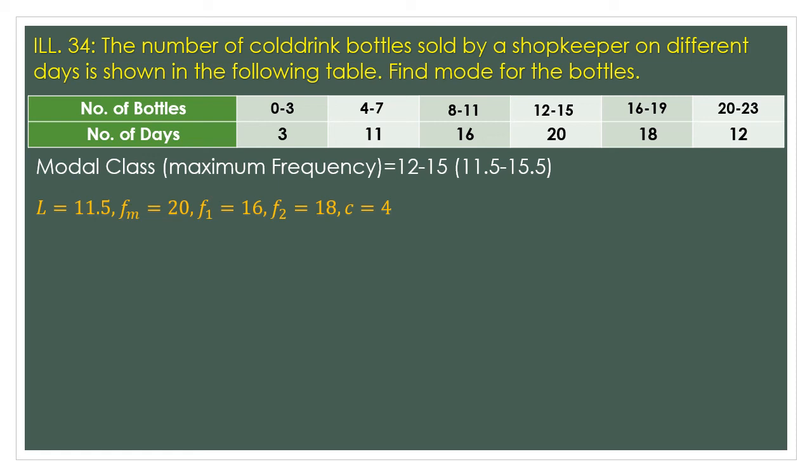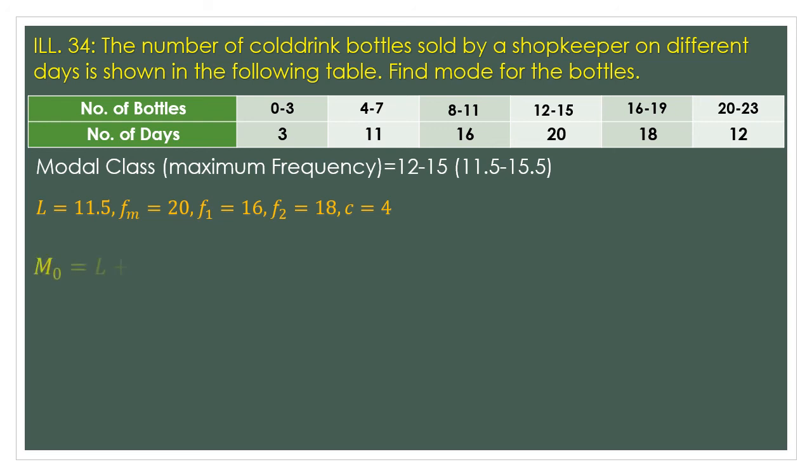If you are wondering why it is 4, just check our exclusive class 11.5 to 15.5. What's the difference there? That's 4. So the class length is 4. Don't be misguided by the difference in the inclusive classes, because there will always be a difference of 1. So if you think that the class length is 3, just add 1 to it, because those are the inclusive classes, and you will get your class length perfectly.